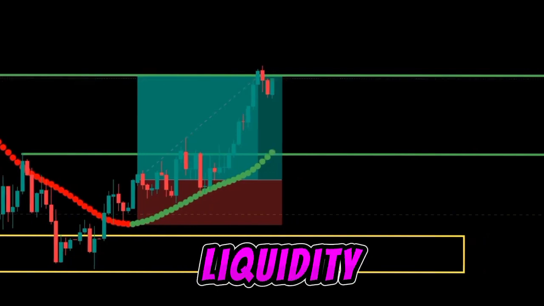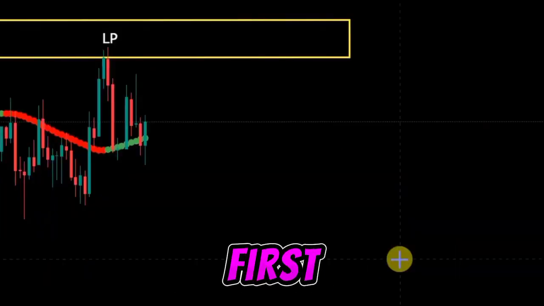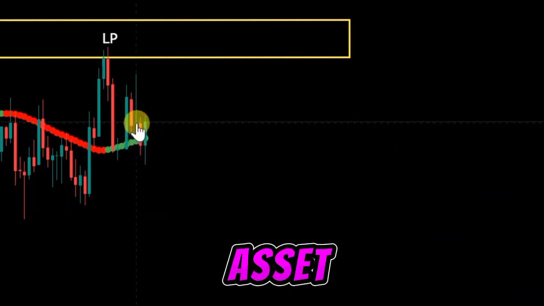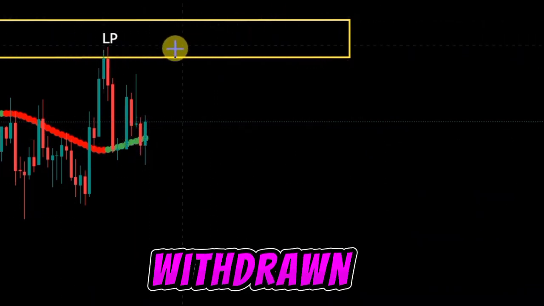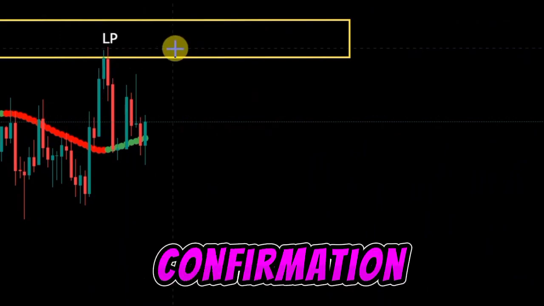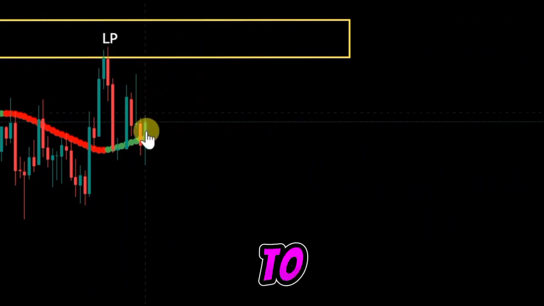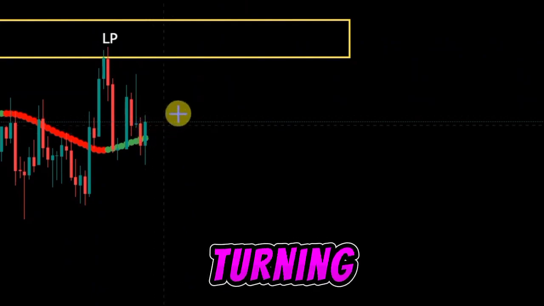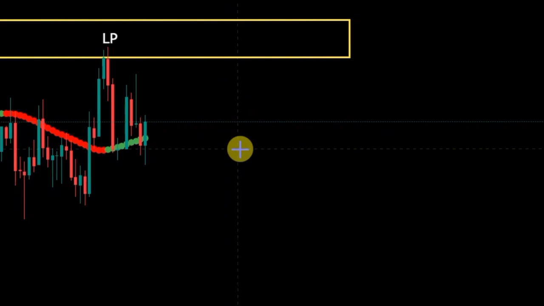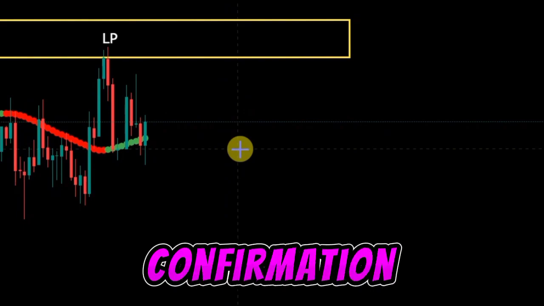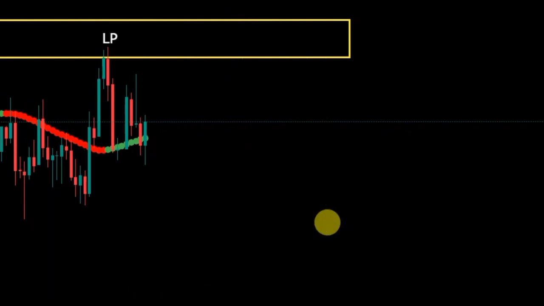It's all about liquidity. To enter a short position or a sell position, first you have to wait for the price of the asset to trade back into this liquidity zone, this supply area we've drawn out. After you've gotten that confirmation, the next confirmation you should wait for is the indicator turning red. You understand? The moment the indicator is printing a red signal, that is a short entry confirmation, a sell confirmation. Let's wait and watch what will happen.